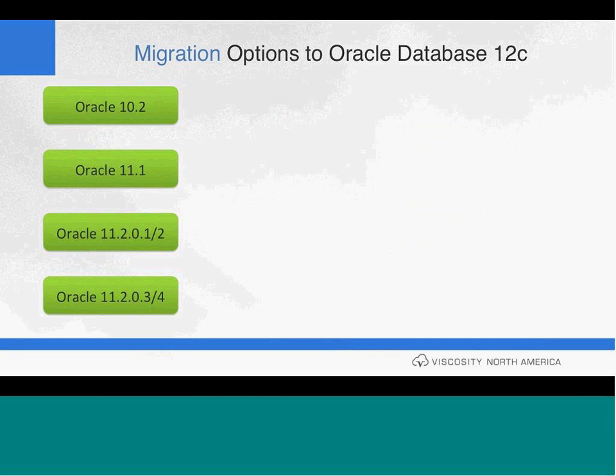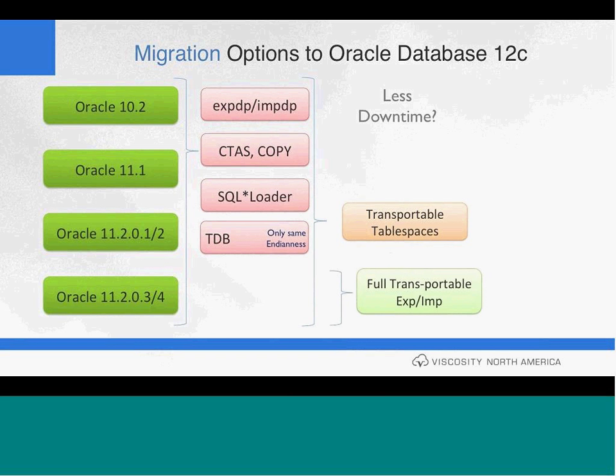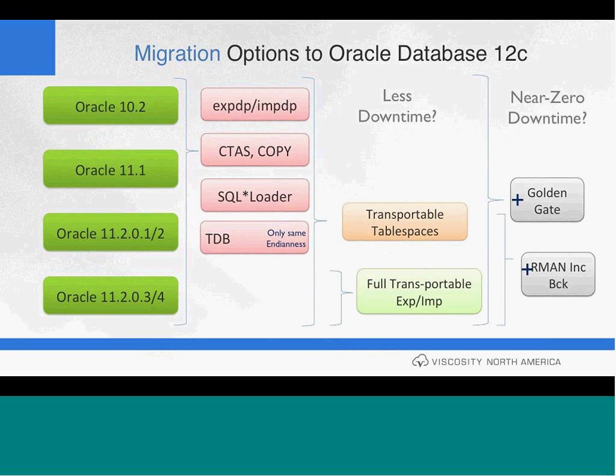And migration options. So the distinction between the upgrade option and the migration. For migration, you can use export, Data Pump, export import, CTAS, DBMS_FILE_TRANSFER, and you can do that as well. There's also transportable database, but transportable database really is for the same endianness. Transportable export import is the best option if you're on 11.2.0.3 and above. And as well, Golden Gate is the right migration tool for migration. Most use things like Golden Gate, dbVisit and SharePlex to do these migrations.